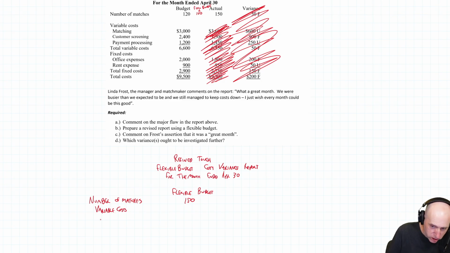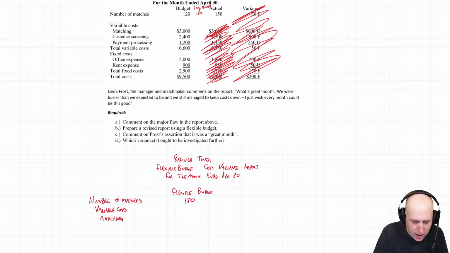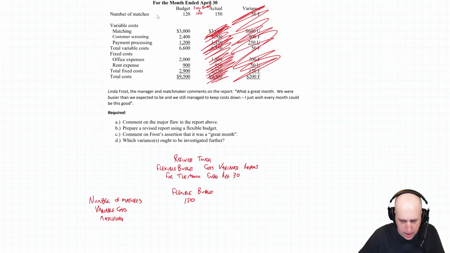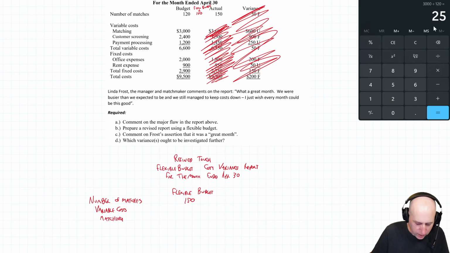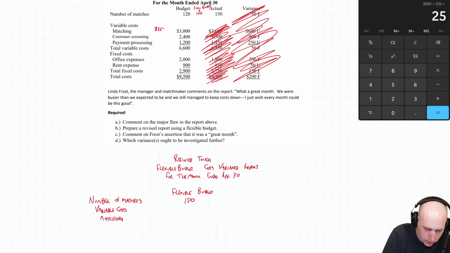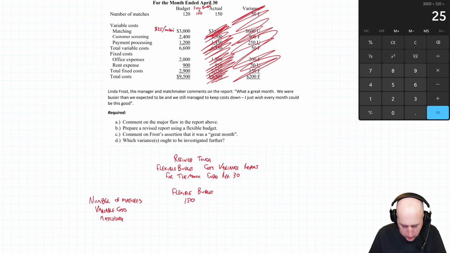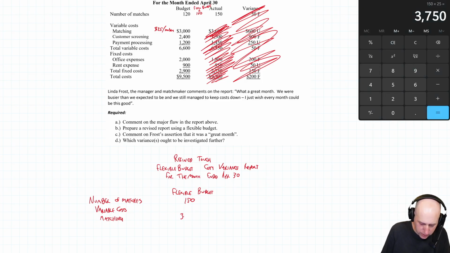So we've got matching. And let's just do some math here. We think our matching should cost $3,000 based on 120 matches. Well, if I have more matches, it's going to cost more money. 3,000 divided by 120 means it's $25 per match, right? Cost per match, $25 per match. At 150 times 25, it's more money. It's $3,750 that we expect to spend on matching.